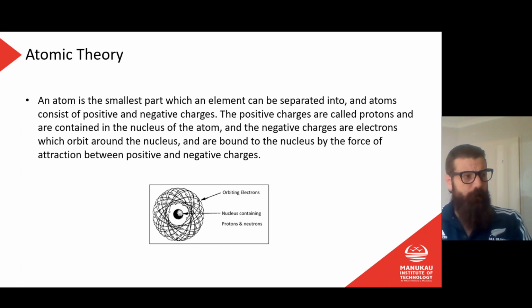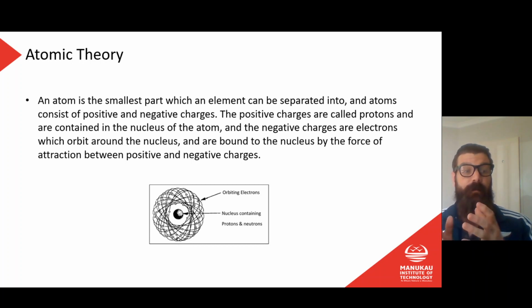So if we look here, we've got a little diagram of an atom. Lovely little diagram at the bottom here. The atom is the smallest part which an element can be separated into. So it's the smallest thing we know of. Well, there's other stuff, but for practical purposes, it's the smallest divisible unit of matter. Atoms consist of positive and negative charges. So the different particles within the atom have different charges, either positive or negative.